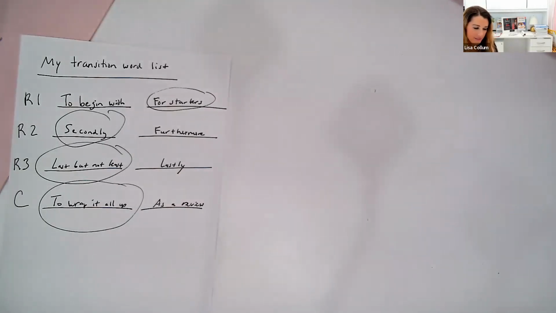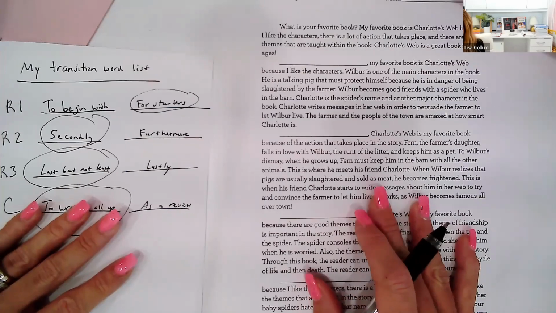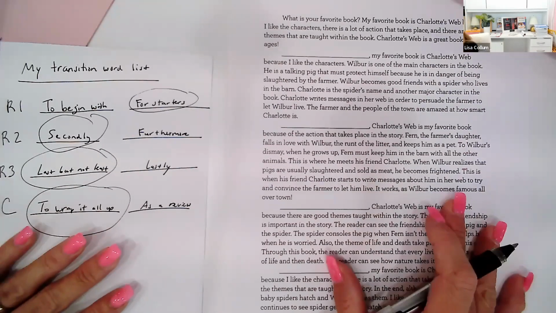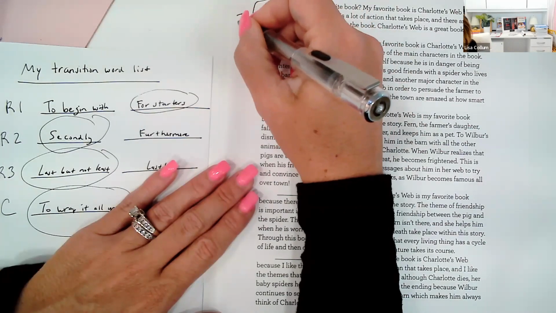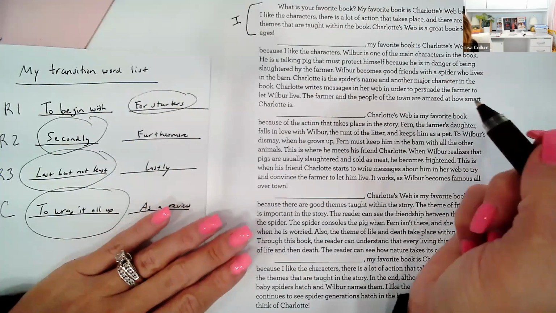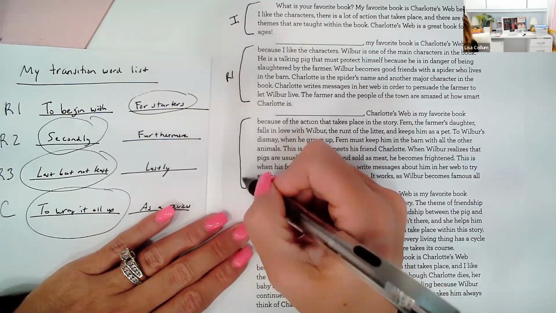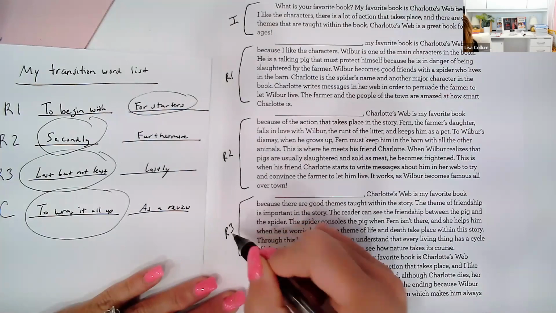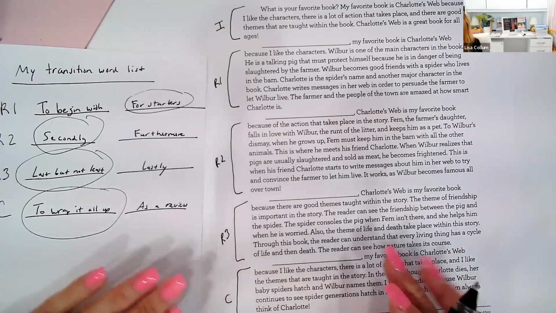Let's take a look at another essay. Now, I know you don't have this essay in front of you, but I still want you to be able to pick out transition words that you would use for it. So we know that's I, R1, R2, R3, C.